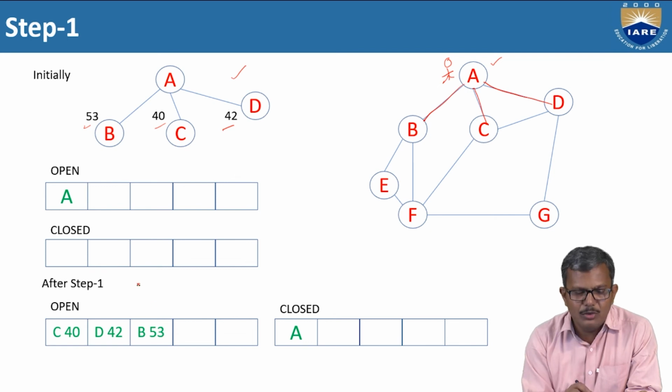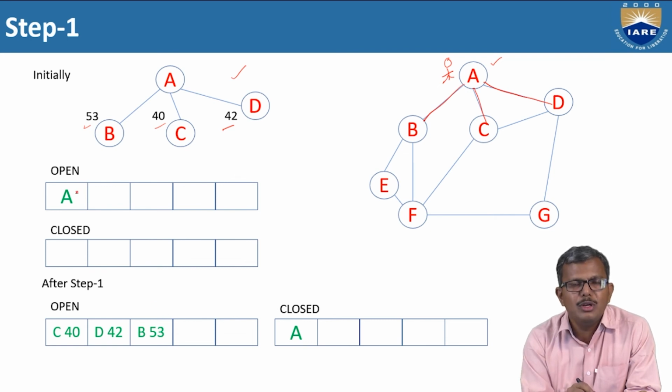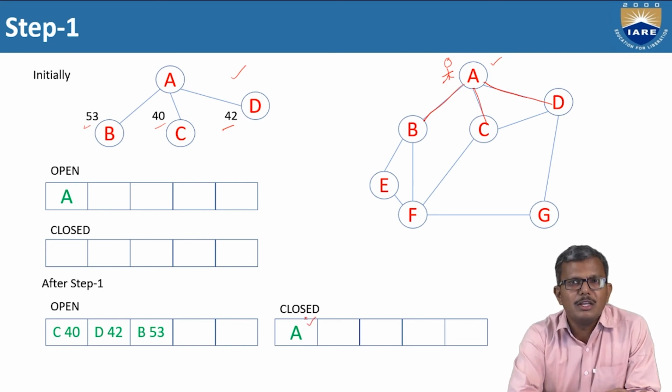So what we are doing is, from the open priority queue, we are bringing this A and keeping it in the closed priority queue. That means that A is the node which we have already visited. You should understand that the closed priority queue is going to have the names of the nodes which you have already visited. Okay, so this is your first step.